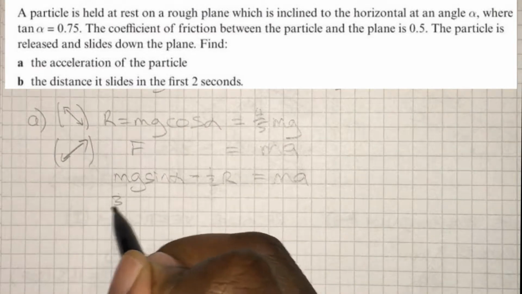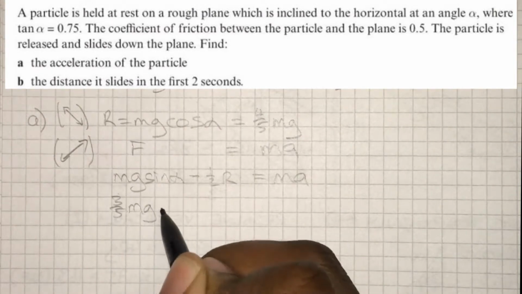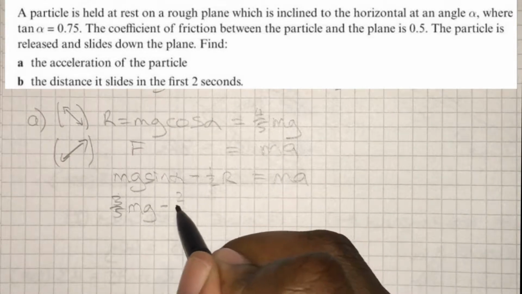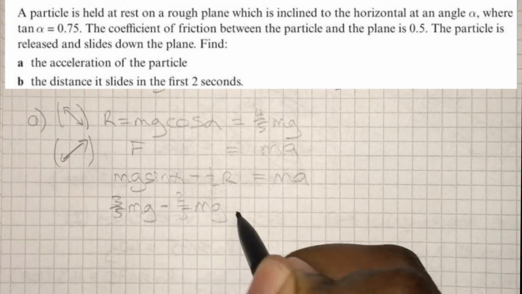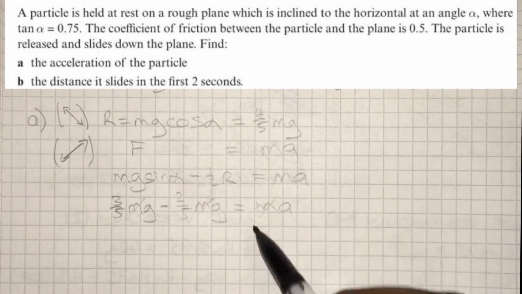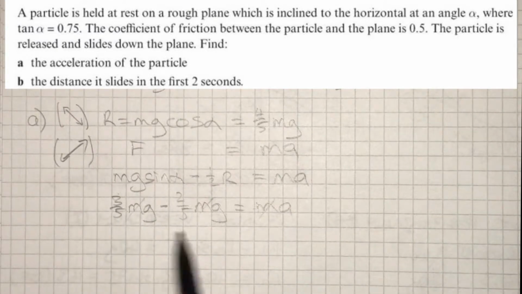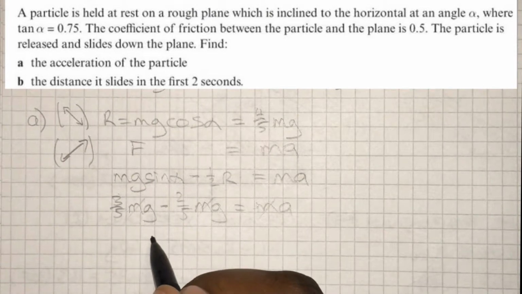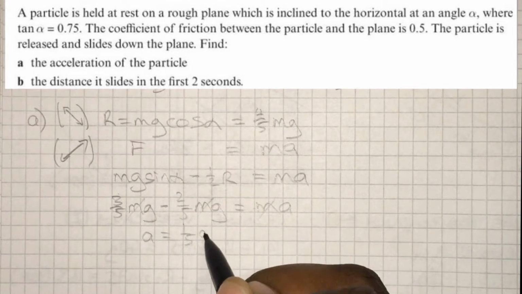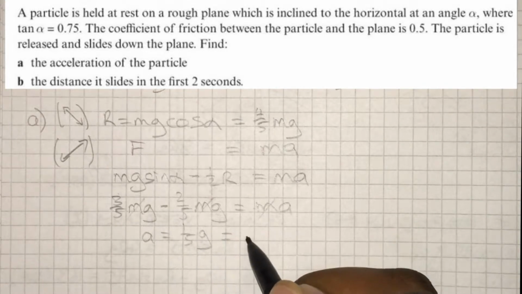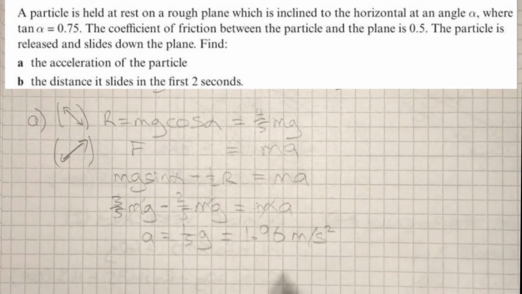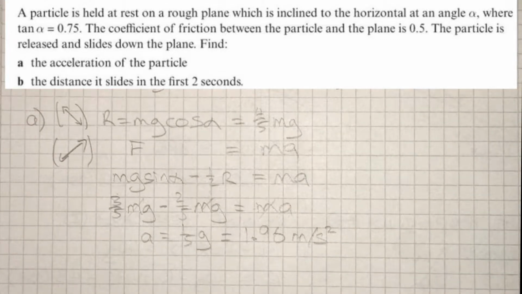Let's go ahead and substitute some things in here. Sine alpha is 3/5, and we know the reaction force is 4/5. Half of that is 2/5. 2/5 of mg equals ma. Cancel out those m's, rearrange for a, and we have an expression for the acceleration. Acceleration is 1/5 of g. To three significant figures, 1.96 meters per second squared.